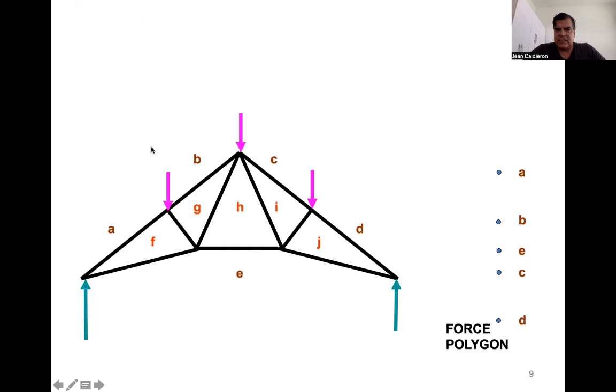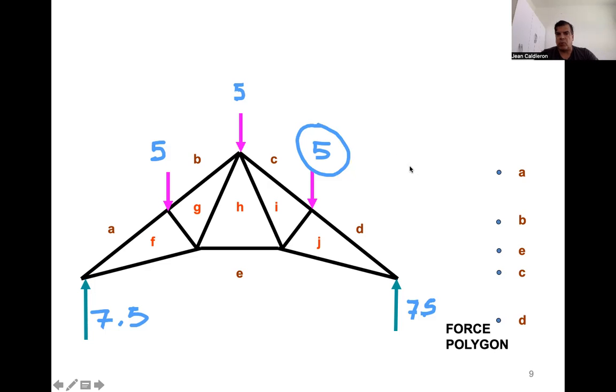For example, it's the same what you write, because if I write 5, 5, and 5, it's obvious that this is 15. That means this reaction is 7.5. And this reaction is 7.5. Instead, if it's 10, 10, and 10, here we'll have 15 and 15. The number is not particularly important. What is important is the proportion.